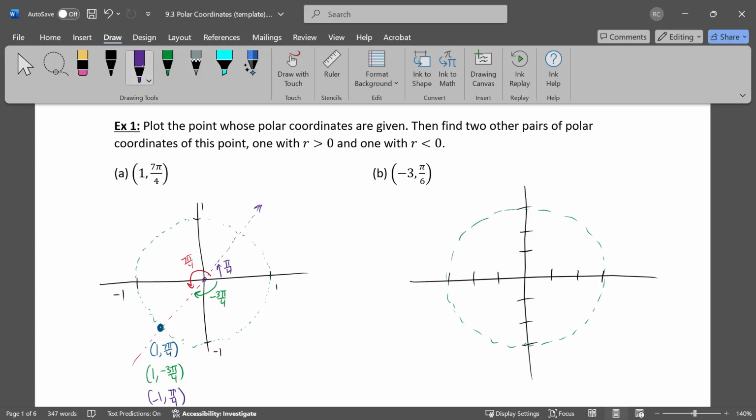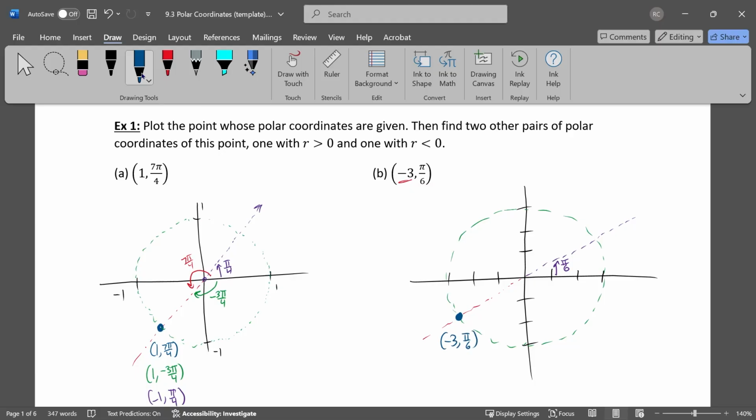And drawing the angle pi over 6, which is about here. But in this case, r is negative, so we've got to be going backwards from pi over 6. And so when we go backwards from pi over 6, we end up at this point that intersects between the radius of 3 and the angle pi over 6, but going in the negative direction from that angle. This is -3, pi over 6.